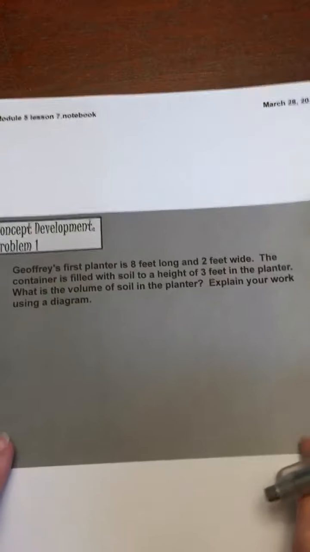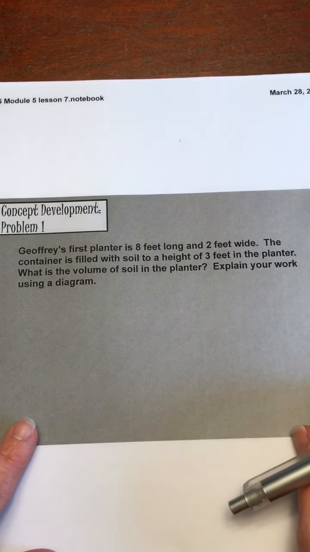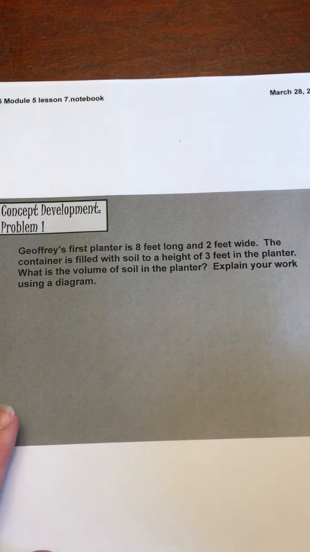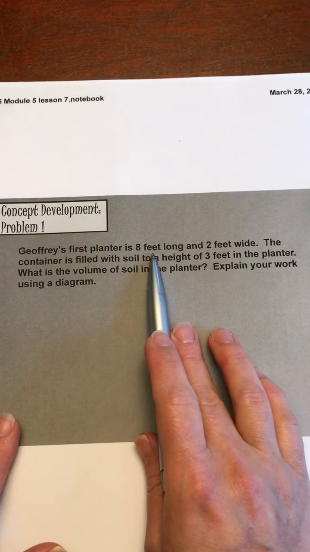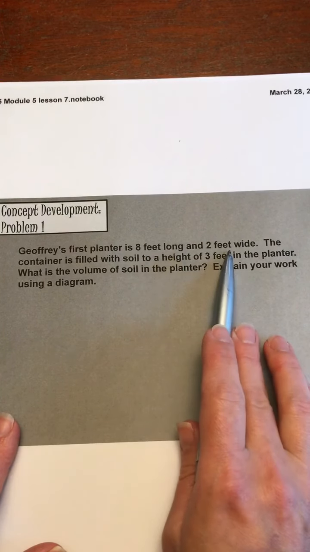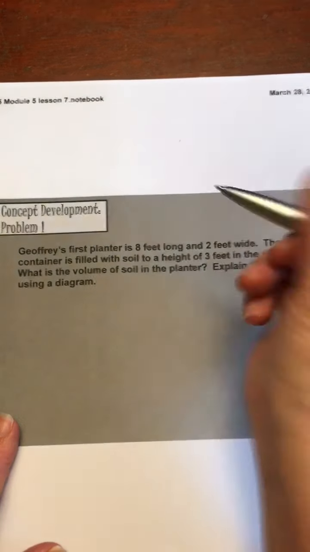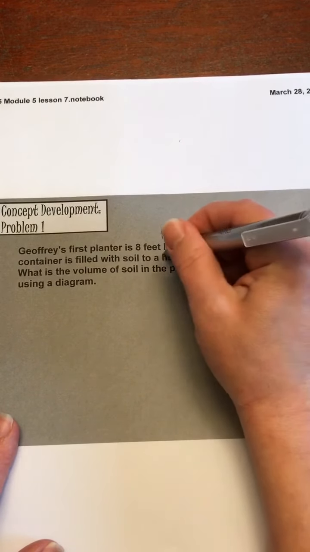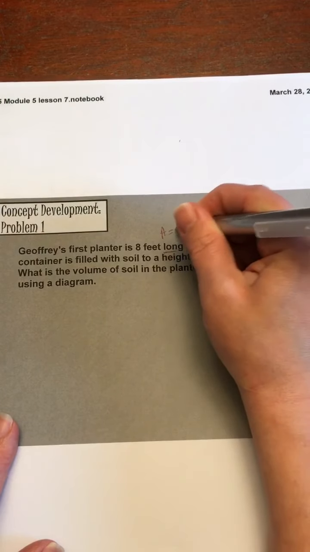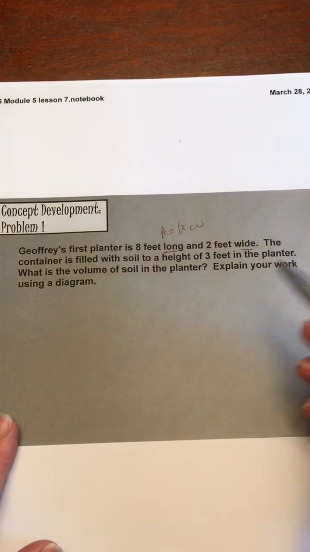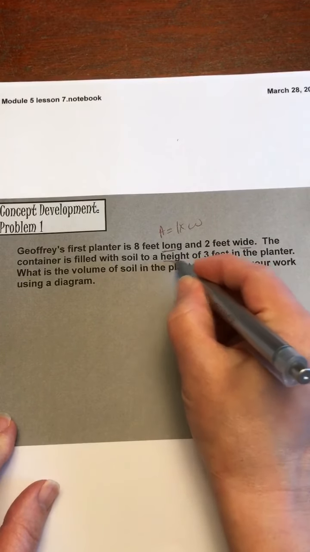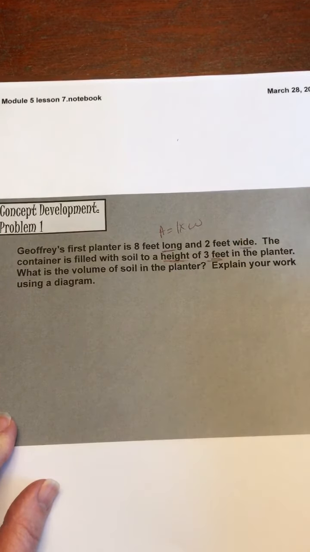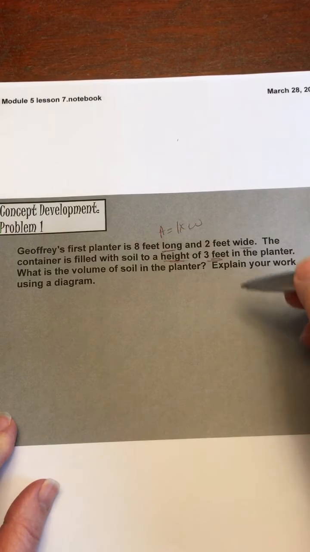All right, so again, this is in problem set 7 for you so that you can follow along with me. All right, so it says Jeffrey's first planter is 8 feet long and 2 feet wide. Already I'm thinking area because I hear long and wide. The container is filled with soil to a height, there's my other magic word, of 3 feet in the planter. What is the volume of soil in the planter?